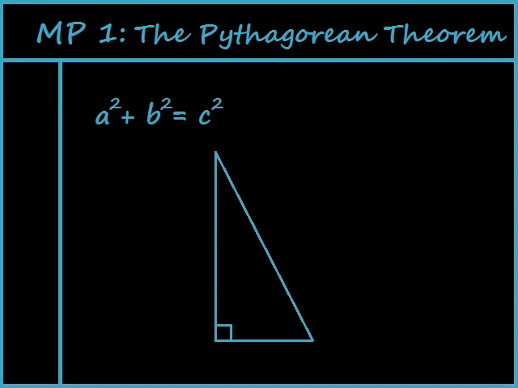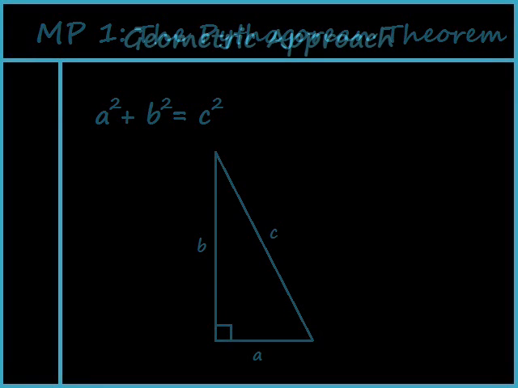The Pythagorean Theorem states that a triangle with sides A, B, C has the following characteristic: A squared plus B squared is equal to C squared. Now, why is this true? Let's look at a geometric approach to this proof.